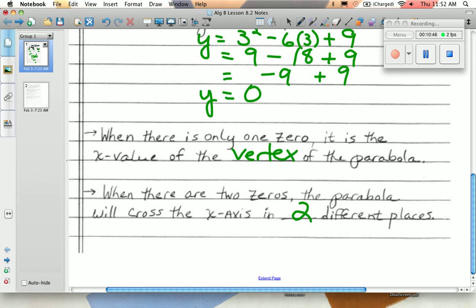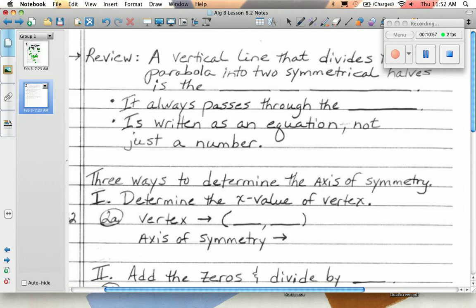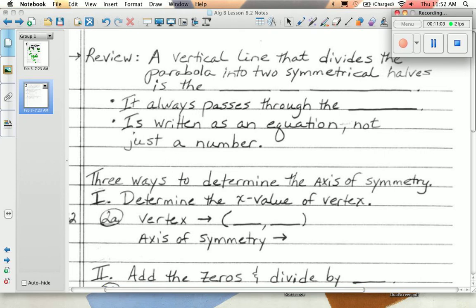Okay, so anything still unclear here? No, that makes sense. Okay. Now what we're going to do is we're going to talk about, as we've already talked about before, there's an imaginary line that actually runs through every quadratic function's graph, that parabola. Does anybody remember what it's called? That divides it into two symmetrical halves?